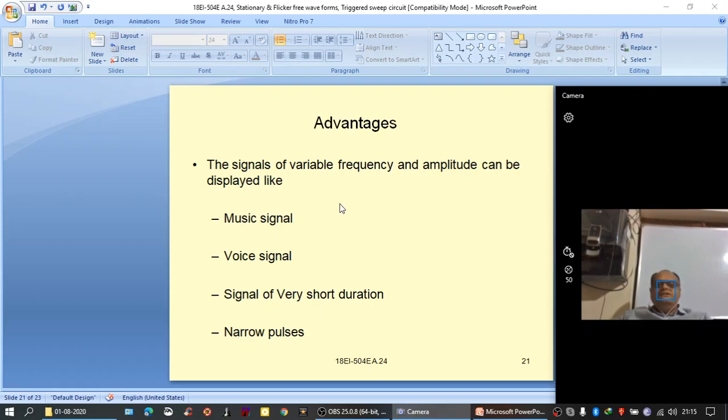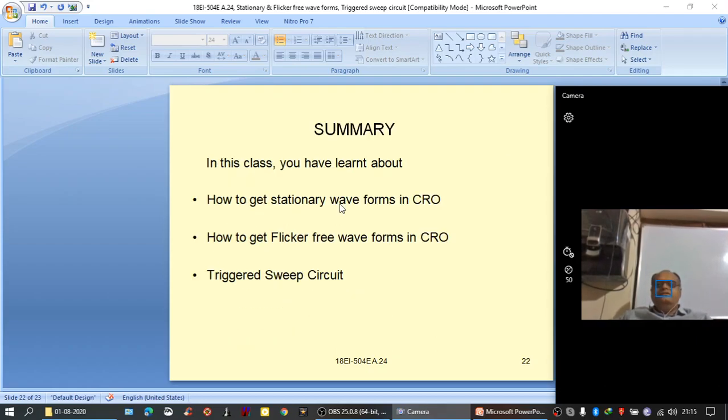So this is all about how to get stationary waveforms on CRO, how to get flicker-free waveforms on CRO, and how to produce triggered pulses using a triggered sweep circuit.